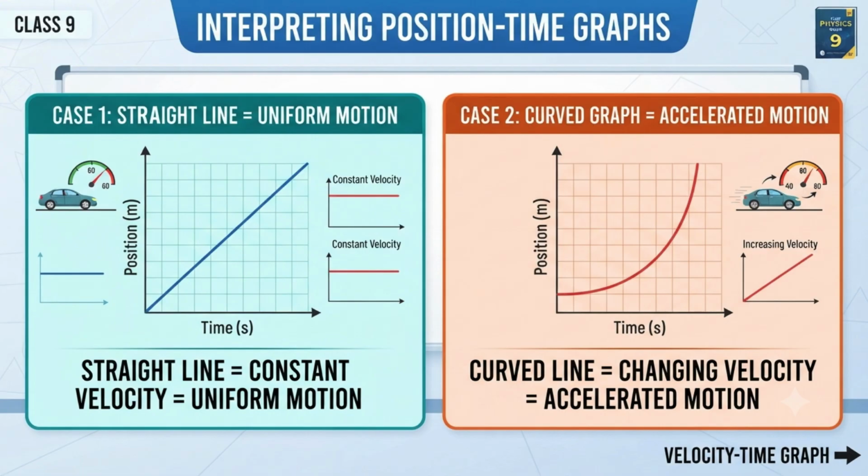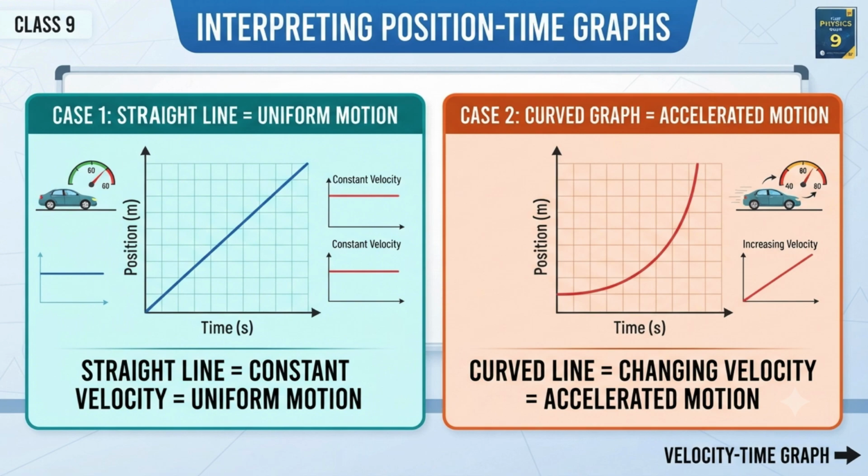Well, a position time graph is much more than just a line on a graph paper. It tells us how the position of an object changes with time and helps us understand the nature of its motion. Let's look at two different types of position time graphs. Case 1, straight line graph.